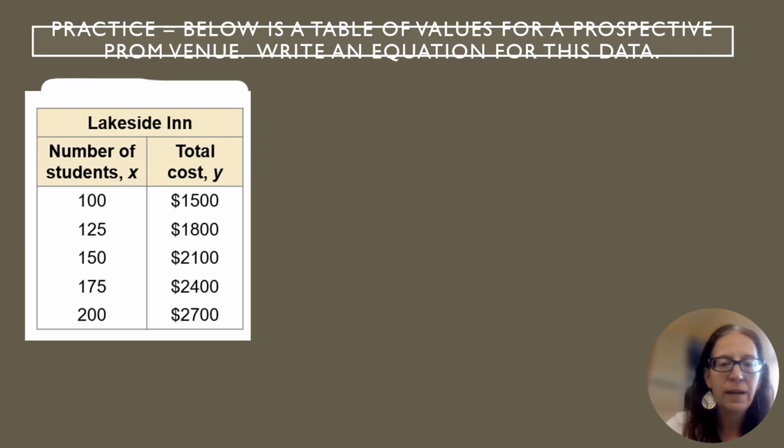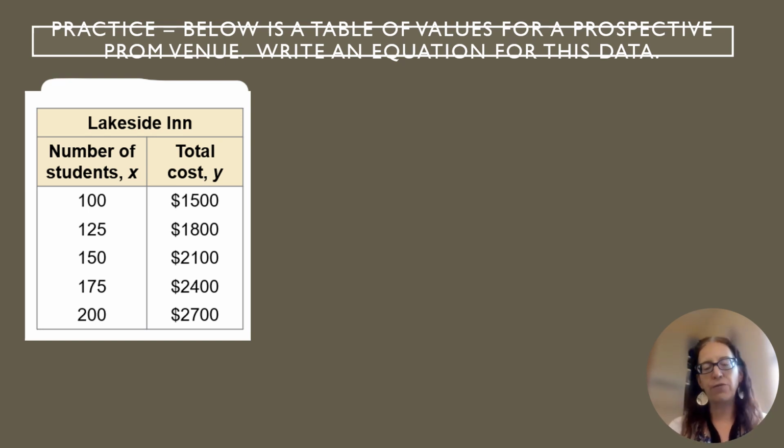Okay. So this is part of a larger problem. I forgot how long this lesson was. It's a really long lesson. This has to do with a prom venue. Let's say you're on the prom committee and you've got to find the venue for the prom. You're looking at a place called the Lakeside Inn, and you have this information: if 100 students go to prom, it's going to cost you $1,500. If 125 students go, it's going to cost you $1,800, and so forth. What we're looking for here is an equation that models this data.